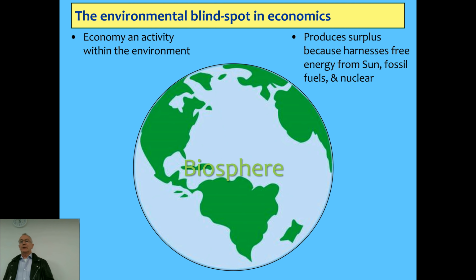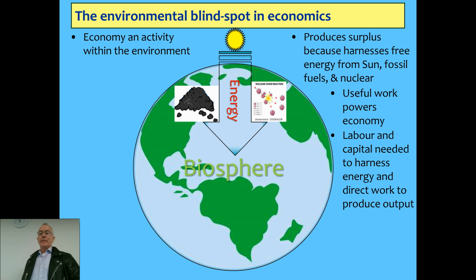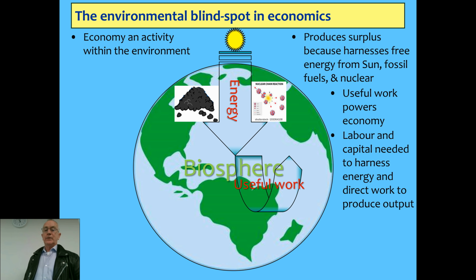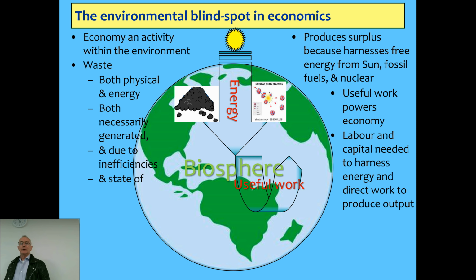We produce a surplus because free energy is coming in from the sun and from nuclear fuels and from fossil fuels, which are storing ancient solar energy. Useful work then powers the economy, and you need workers and machines to actually harness that energy to produce output. So there's the useful work. But because of the second law of thermodynamics, we generate both physical and energy waste, which are necessarily dumped into the biosphere.